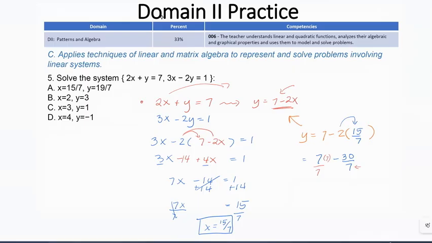Okay. So my answer here is 49 over 7, and I have negative 30 over 7. So if I subtract 49 minus 30, that is equal to 19 over 7. That's the value of my y. y equals 19 over 7.